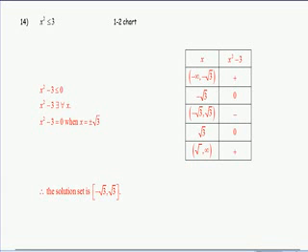So we have an inequality to solve here of x squared is less than or equal to 3, and we're going to use a one-two chart approach to help us solve this inequality. We begin by subtracting the 3 over to the left-hand side to get x squared minus 3 is less than or equal to 0.